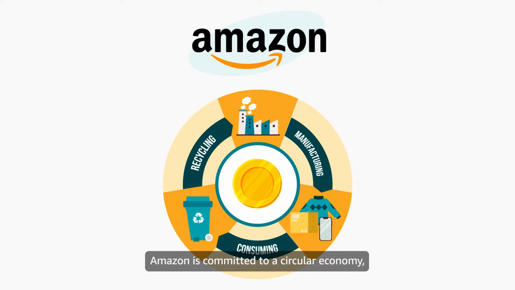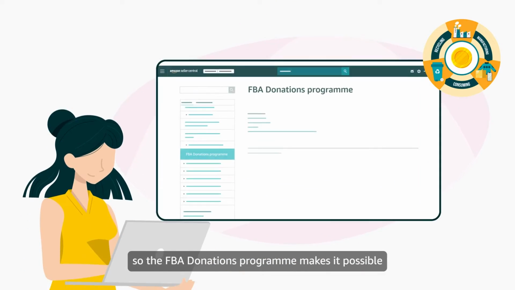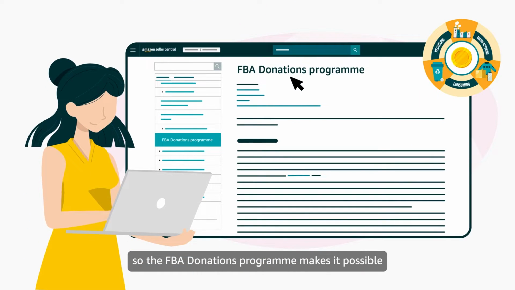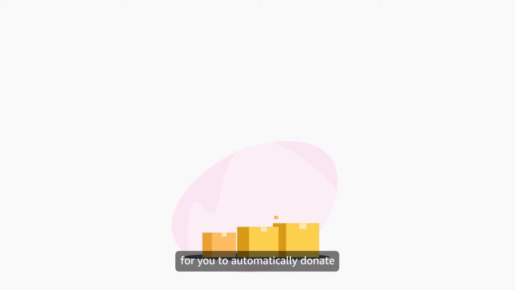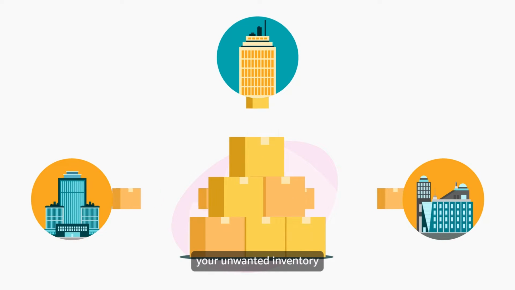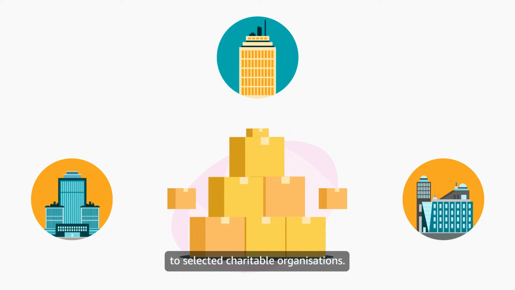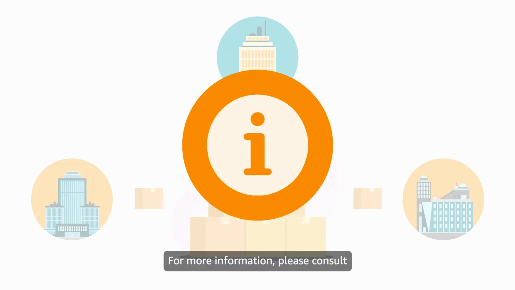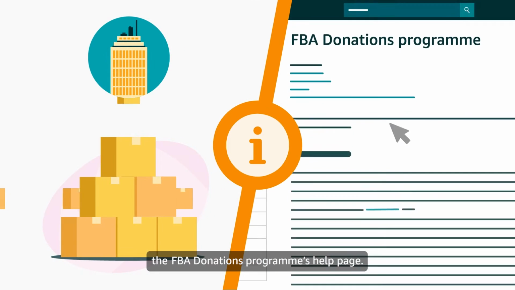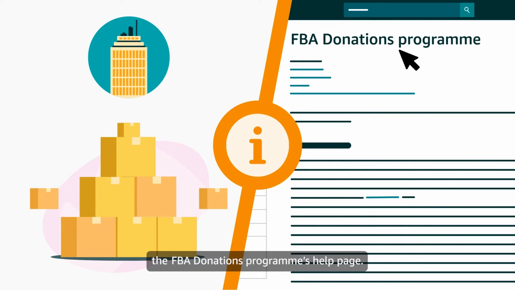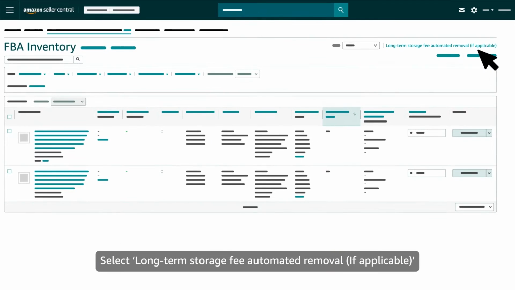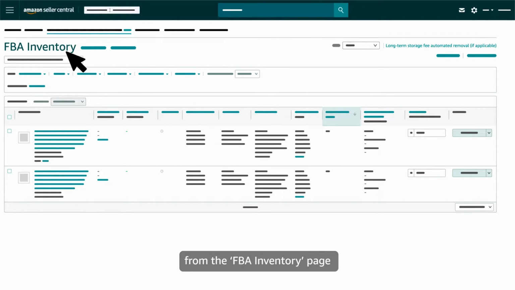Amazon is committed to a circular economy, so the FBA donations program makes it possible for you to automatically donate your unwanted inventory to selected charitable organizations. For more information, please consult the FBA donations program's help page. Select Long-Term Storage Fee Automated Removal, if applicable, from the FBA inventory page to enter a valid return address.